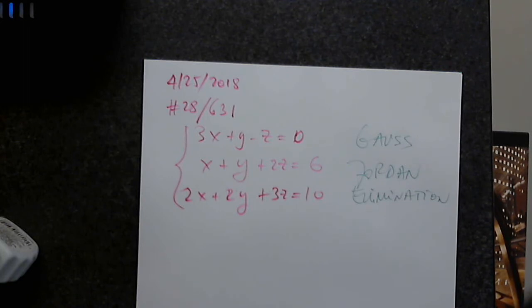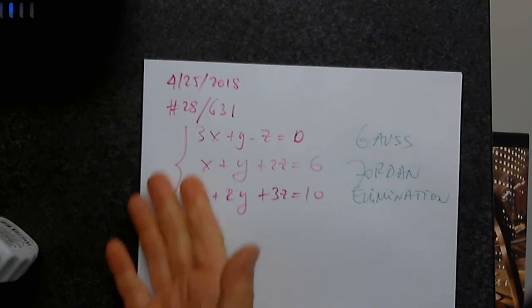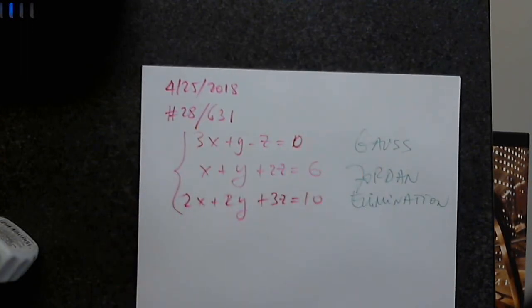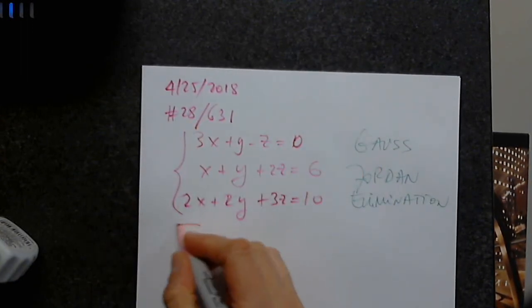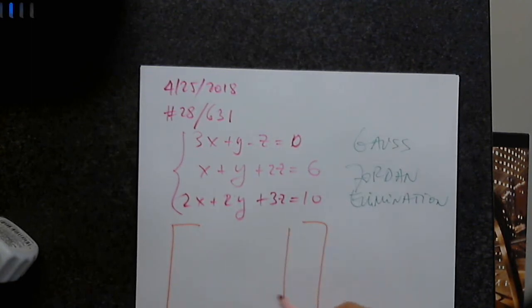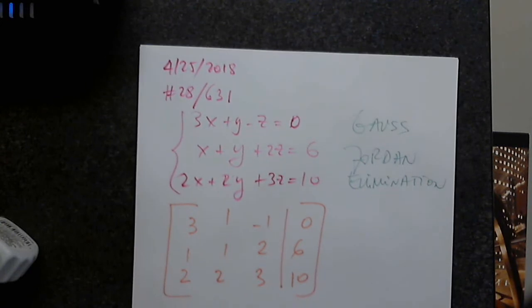Let me remind you something very important. After you write the augmented matrix, first of all, the system has to be presented in the correct order, like this one is. So the augmented matrix is 3, 1, 2 by columns, 1, 1, 2, negative 1, 2, 3, 0, 6, 10. If I do not stick with the plan and try to change or deviate something from the plan, I will not be able to solve.